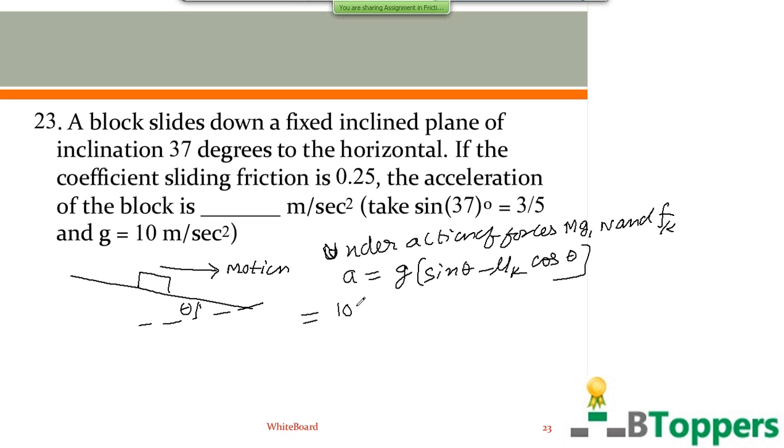Here g is given as 10 meter per second square. Theta is given to be 37 degrees. Sin 37 degrees you can take as 3 by 5. Cos theta is cos 37 degrees, you can take it as 4 by 5. The coefficient of friction mu k is given as 0.25.